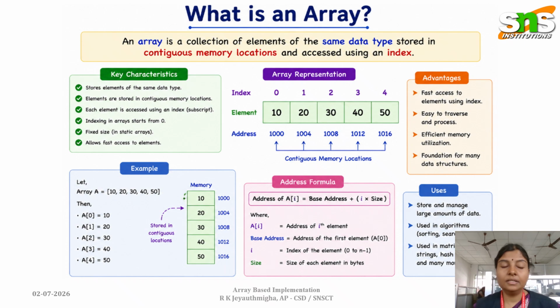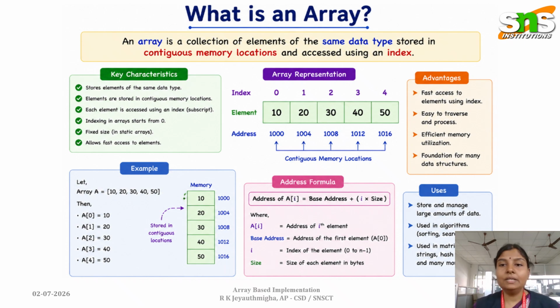So here, let us have an example. Let array A be equal to 10, 20, 30, 40, 50. Then A of 0 is 10. A of 1 is 20. So likewise it goes. So 0, 1 are the index positions of the values or elements stored in the array. If we represent an array, it has addresses which are contiguous. So the address formula is the base address plus the index times the size of the value.